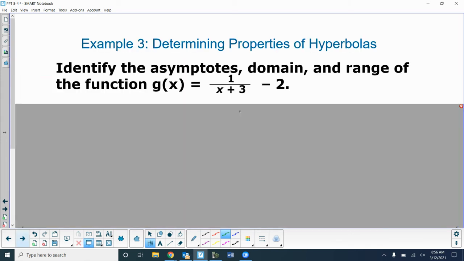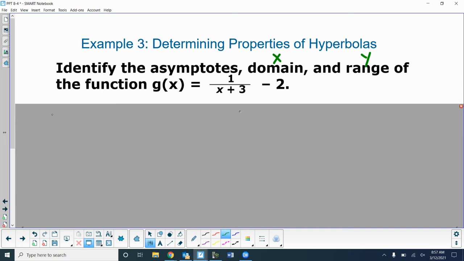So what's the vertical asymptote? Well, x plus 3, so what makes that 0? Negative 3, right? The value of x that makes it 0 is negative 3. So the vertical asymptote is x equals negative 3. The horizontal asymptote is y equals whatever that is, negative 3, right? Domain is which values again? X values. Range is your y values.